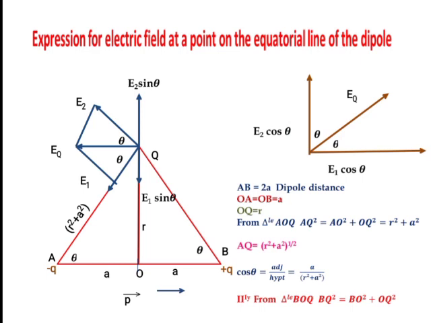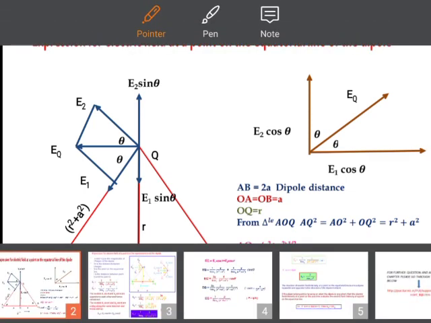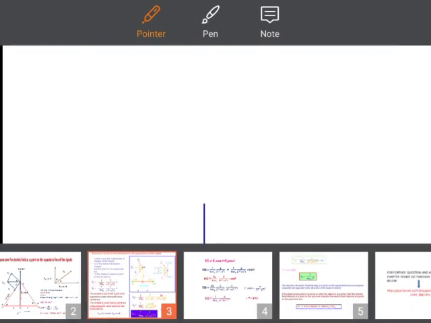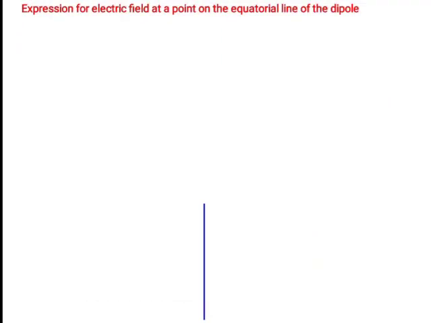So this is about the diagram understanding, what is the exact meaning of the equatorial line. Next one, this is the main derivation which is very important for 5 marks. Expression for the electric field at a point on the equatorial line of the dipole. This is a very important derivation for 5 marks.